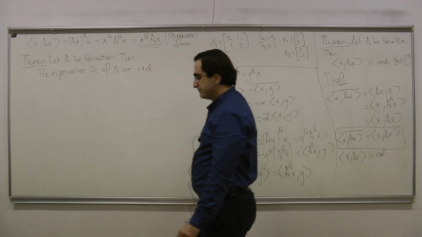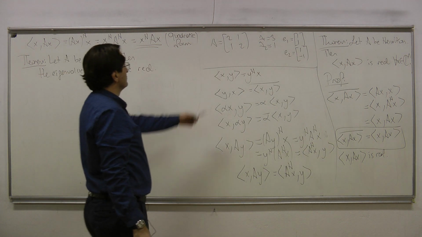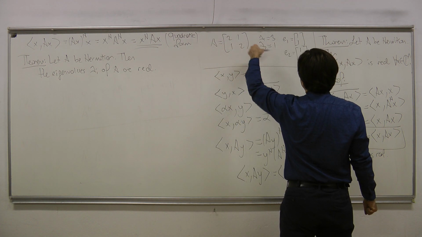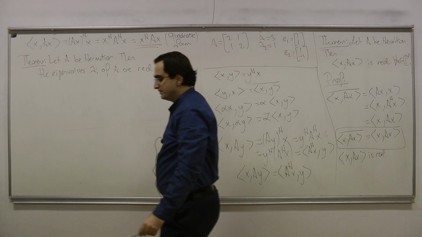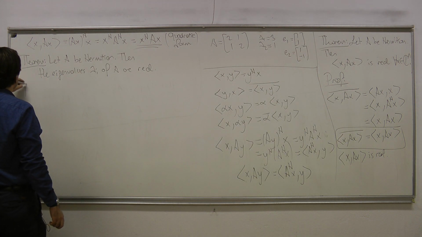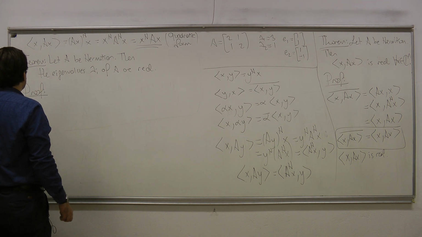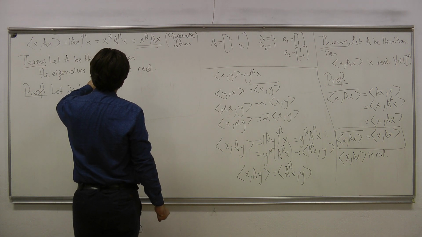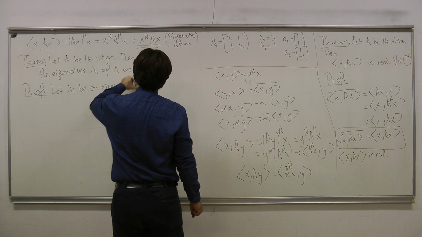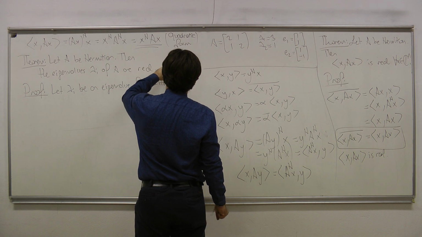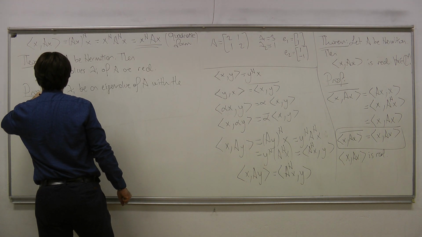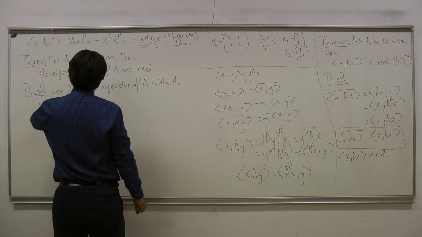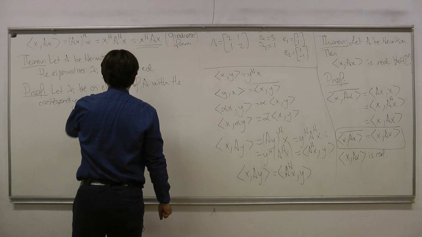We see here that because this matrix is real valued, it is Hermitian. That means that its eigenvalues should be real. So now let us try to prove this. Let lambda I be an eigenvalue of A with the corresponding eigenvector EI.